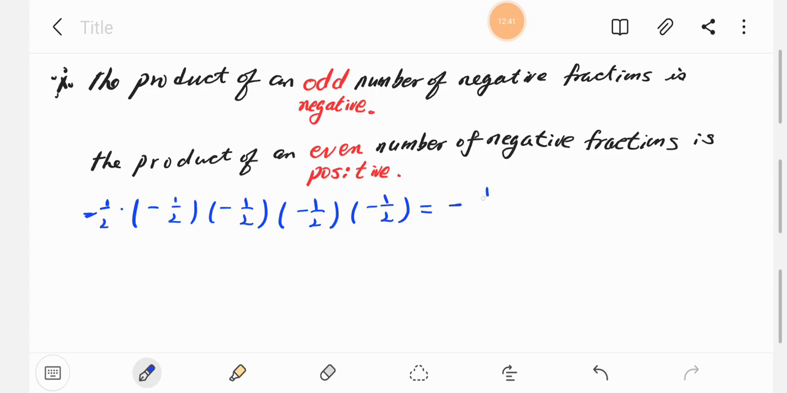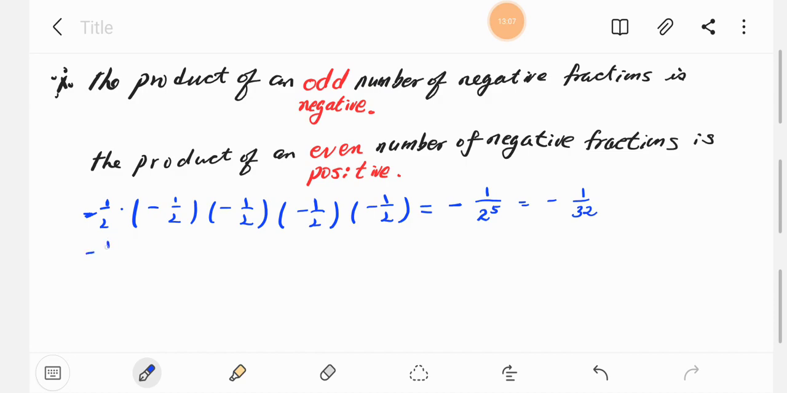Negative 1 over. Okay, multiply the denominators. So 2 is multiplied 5 times, right? So you can write it as 2 to the 5th power. So that is equal to 1 over 2, 4, 8, 16, and 32. So the result is negative.